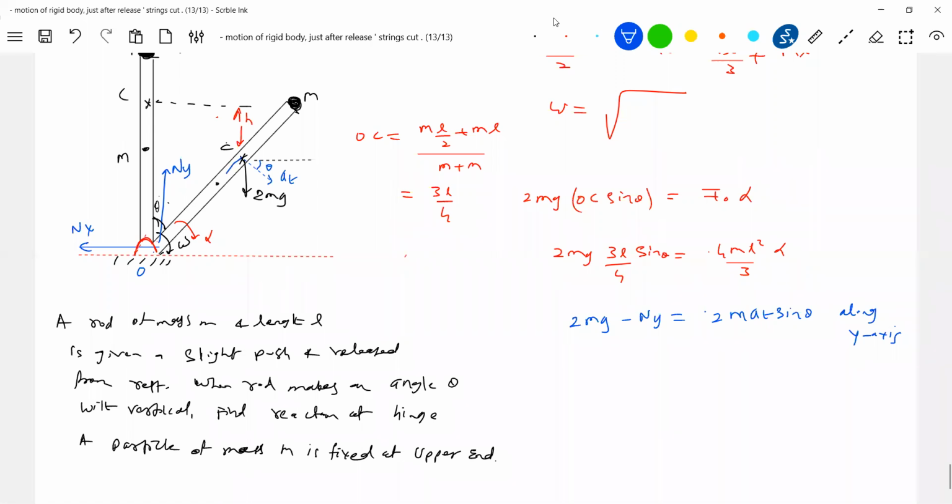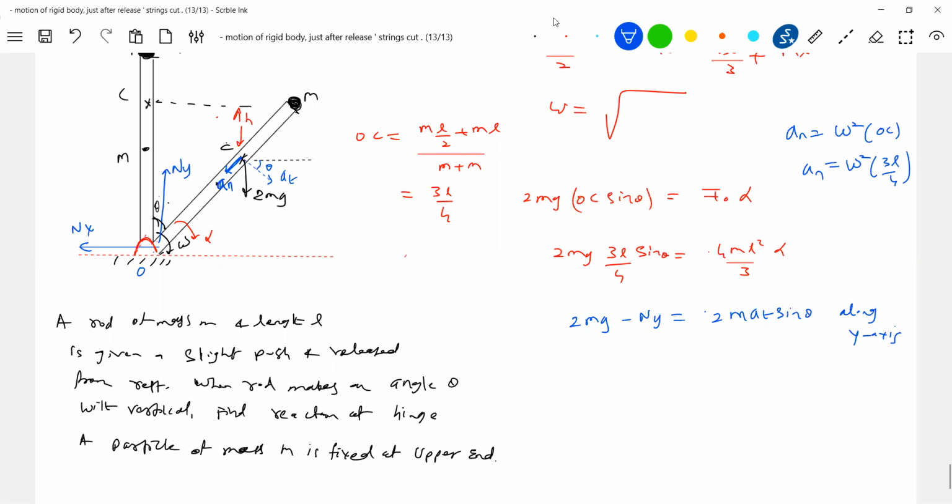So just once again, I'm reminding this one. Now, what is the normal? A_n should be equal to omega square into 3L by 4. This is the centripetal acceleration. So is writing this equation correct now? Even the component of a_n also should come there, no? So this has to be modified.